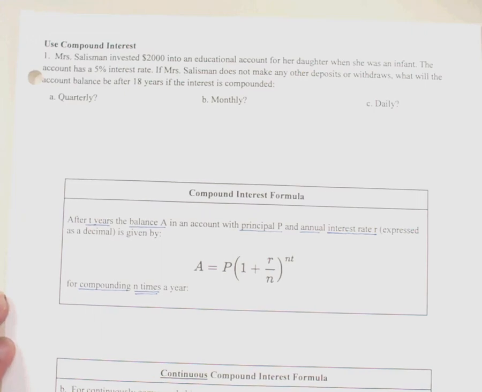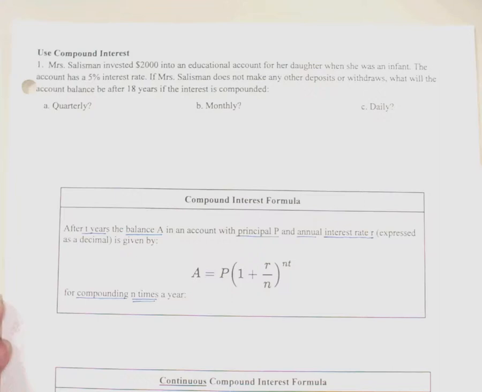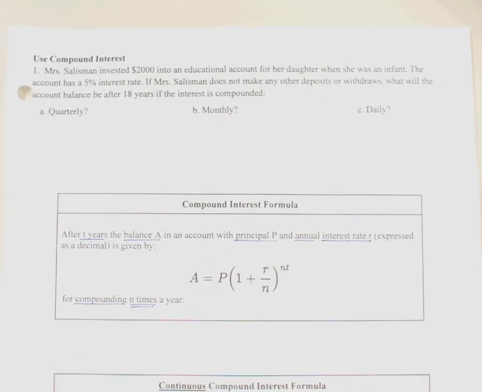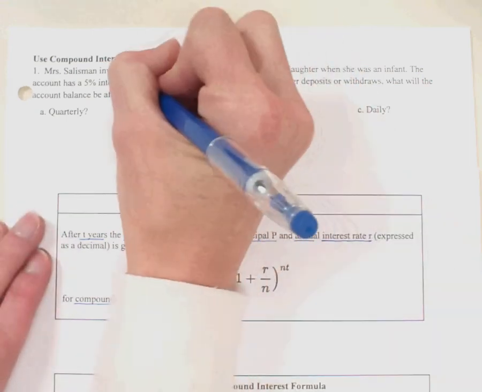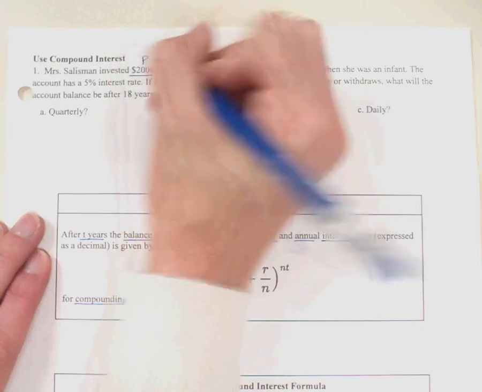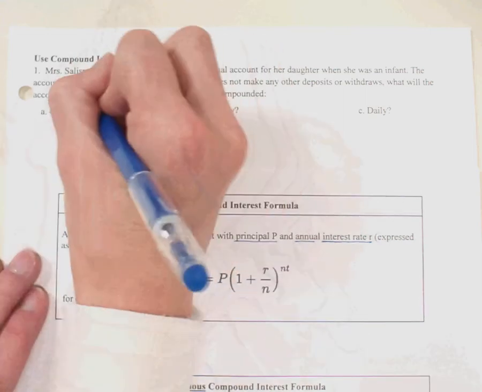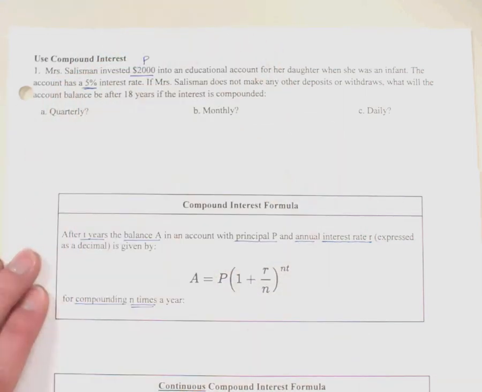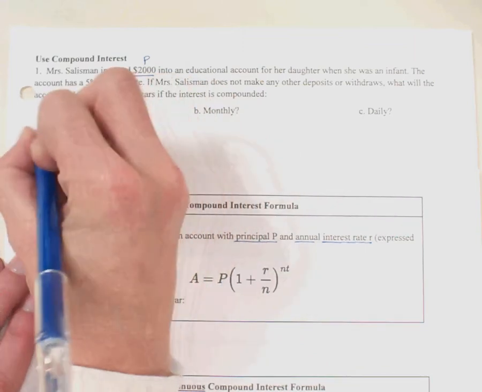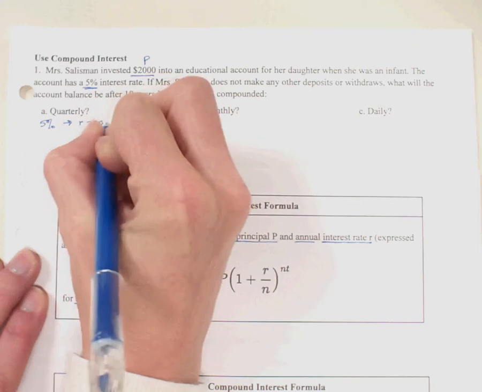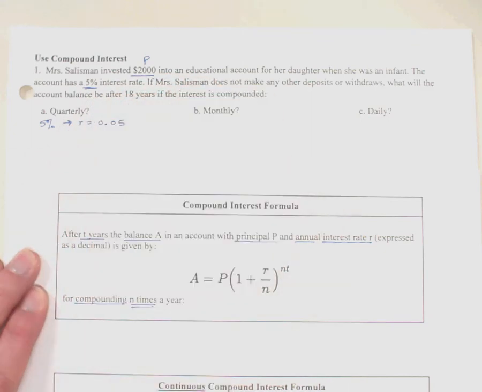Now, we need to identify the information that we are given. Okay, Mrs. Salzman invested $2,000. The amount that she invested is our principal balance. It's the initial amount. The account has a 5% interest rate. Now, if it has a 5% interest rate, as a decimal, we move it to the left 2 places. That is going to be 0.05, okay, because 5% is 5/100ths.